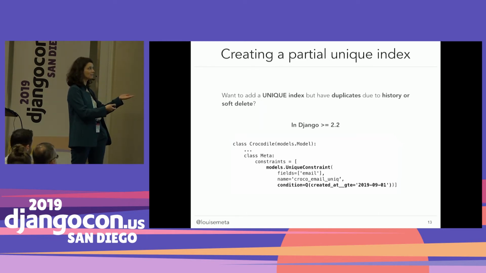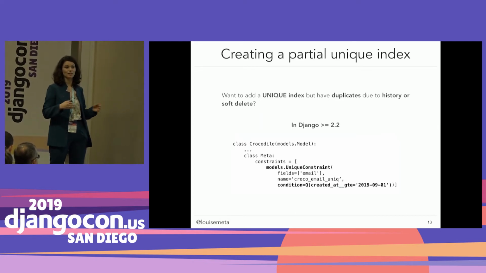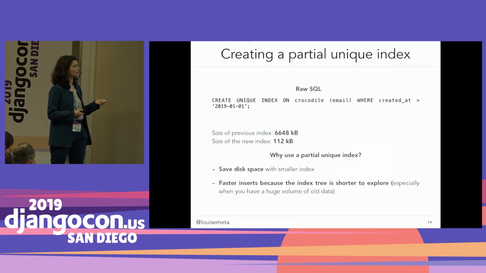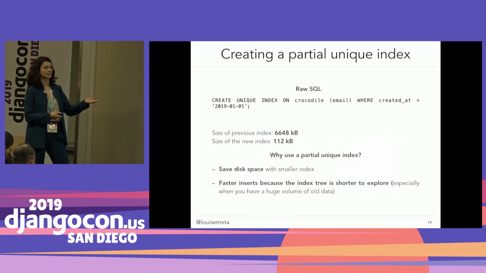Again, like my email, let's say I have history, and I can't actually have a unique constraint on the entire table. So I can say, for example, oh, okay, now I had a unique constraint on email with a condition that it's been created after 2019, September 1st. That is also available Django 2.2. And it transforms into create unique index again with just the where clause here.